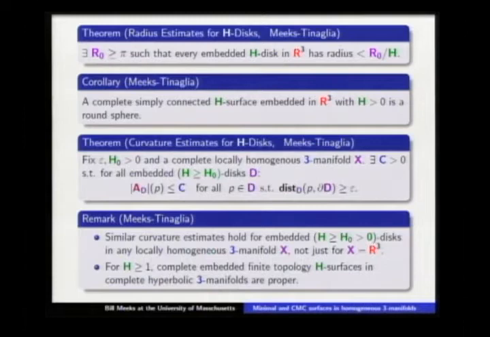And another place where you can do a little bit better are hyperbolic manifolds. And in those cases, you can prove that if the mean curvature is at least 1, then you're always proper. And you don't have that in any complete hyperbolic manifold. That kind of thing is not true for flat manifolds. If you go to R3, like think of a 3-torus. In a 3-torus, you have planes. And they're certainly not proper. So this is something that's different between flat R3 and hyperbolic space.